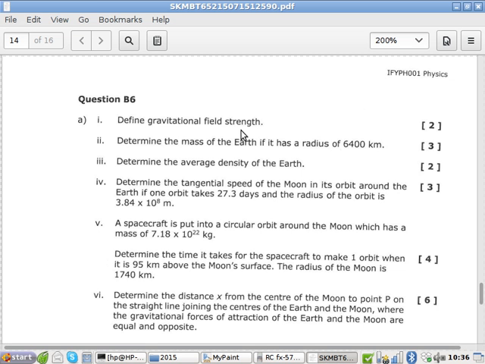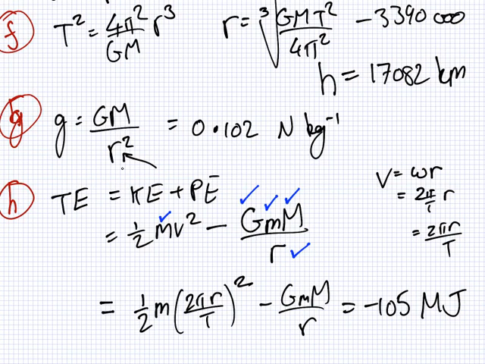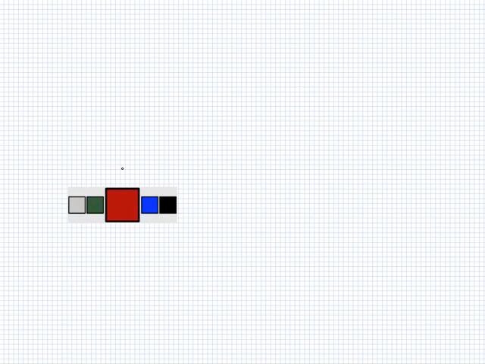I told you the hint. Gravitational field strength formula. That's the hint. Yeah, g equals GM over r squared. Yes, exactly. I have the g and I have the r. I don't have the mass.